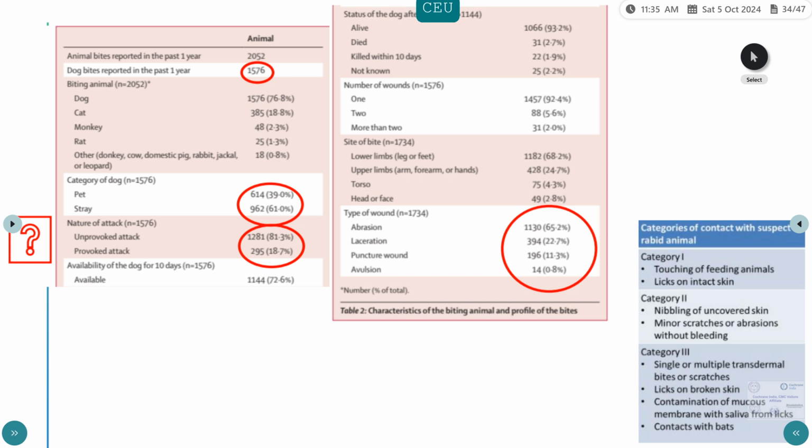Then the number of wounds, most of them had one wound, and the commonest site of bite was lower limb, that was around 68%. Around 2.8% people had head or face bites also. Now types of wounds, very unlikely that people would have reported category 1 wounds. So most of them were category 2 or 3, out of which 65% were category 2 wounds and the rest were category 3 wounds. So that's how they have given characteristics of the biting animal and profile of the bite, which I thought was exhaustive and covered most of the points that we wanted in the study.